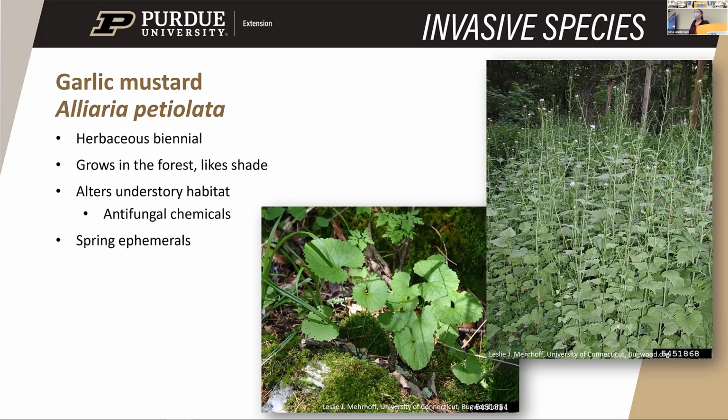In the second year, it grows a tall stalk, sets flower, and goes to seed. Each plant produces a large number of seeds. If you can imagine, they have all these tiny little white flowers, and they're all making seeds. They will quickly overtake a forest. And it produces antifungal compounds that harm beneficial mycorrhizae. So it actually does a lot of damage by killing off some of that mycorrhizae in the soil.